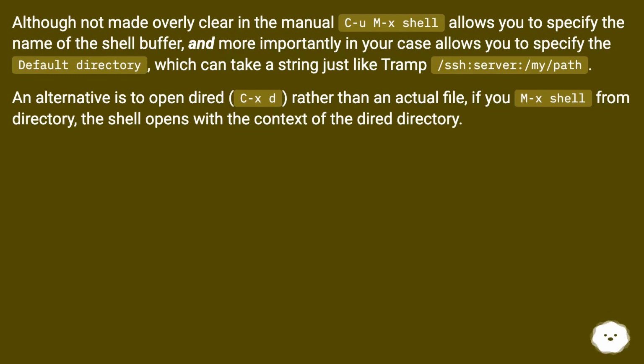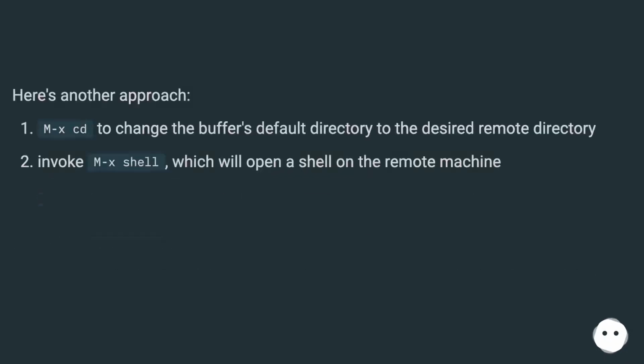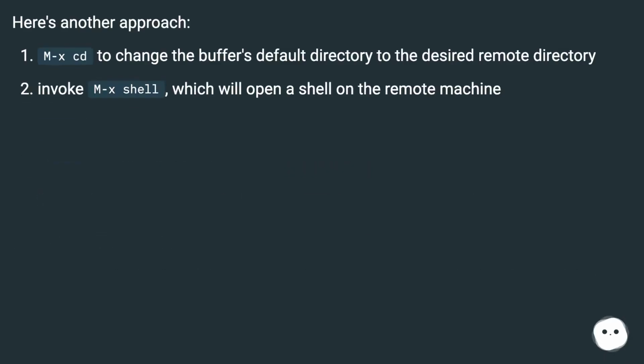An alternative is to open dired, C-x d, rather than an actual file. If you M-x shell from a dired directory, the shell opens with the context of the dired directory. Here's another approach. Use M-x cd to change the buffer's default directory to the desired remote directory. Invoke M-x shell, which will open a shell on the remote machine.